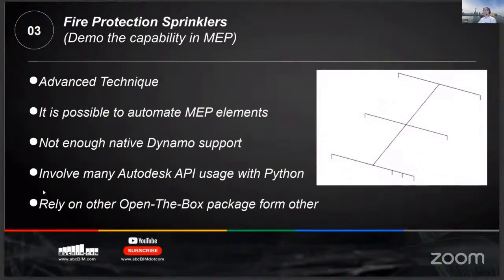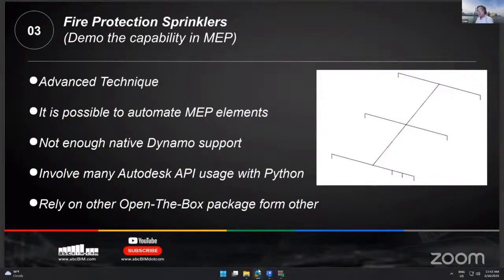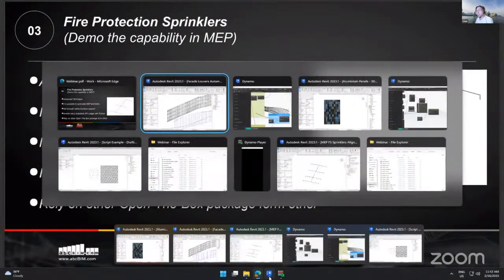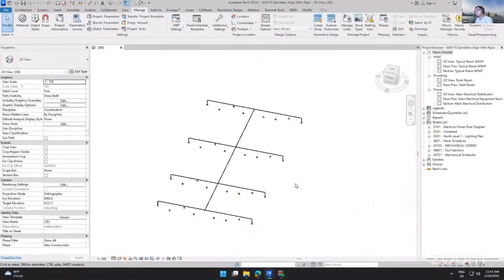Okay, and it needs to involve a lot of the Autodesk API, and you can basically only use it with Python. Or if you're an expert in Dynamo, then you can look into C#. But normally people just rely on Python, or open-source packages from others that are also written in Python or C#. So just a quick demonstration, just to let you know that they can do that.